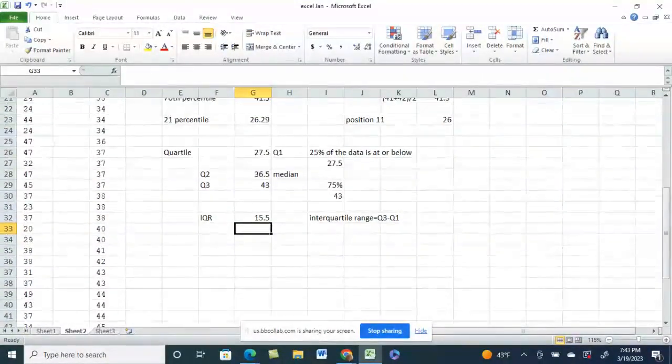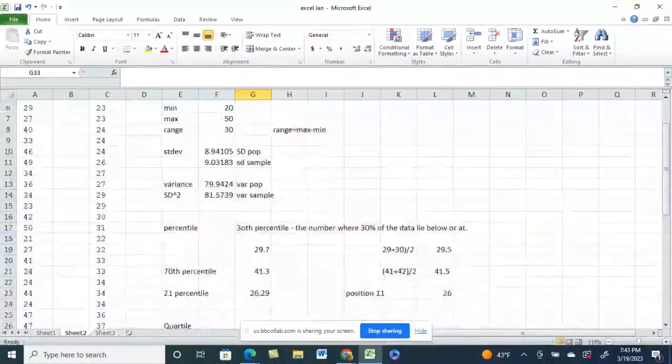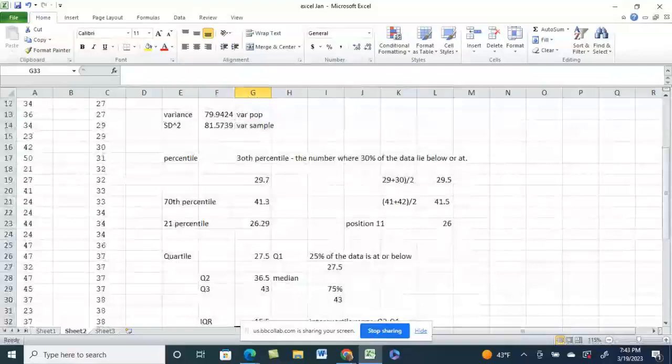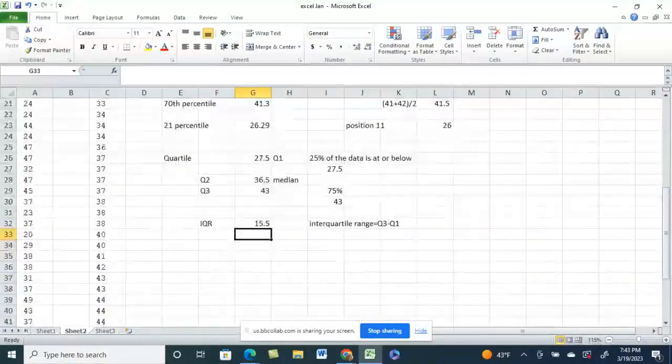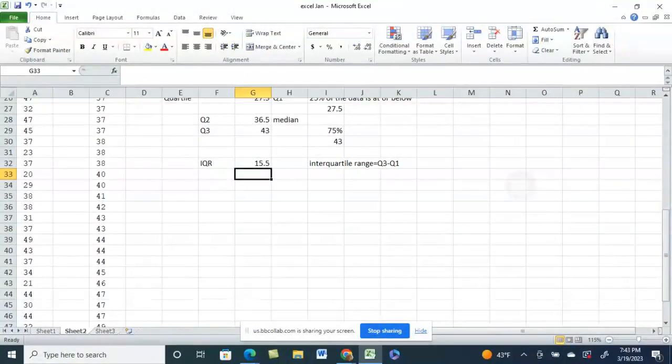So that 15.5, if you look at this whole list of numbers, that means that's the middle part of your data. It's the difference between the 75th percentile and the 25th percentile. So it's called the interquartile range.